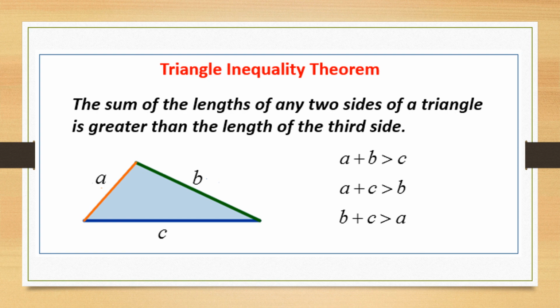So if you look at side A, side B, and side C, and you start to think about how they relate to one another by adding them together, if we add A plus B, that length is going to have to be greater than C to make a triangle. If you added side A plus C, then that has to be greater than side B. And also, if you add B plus C, that needs to be greater than side A.